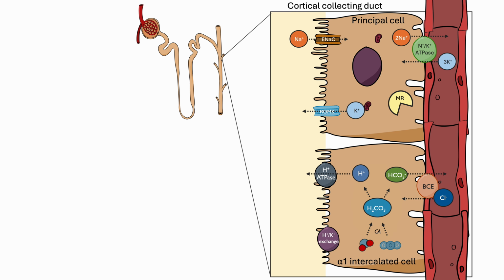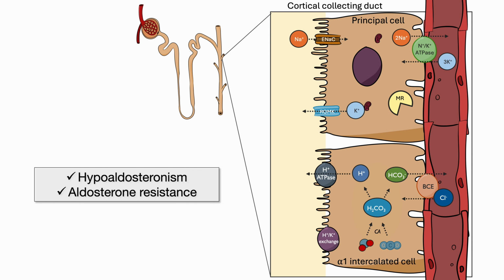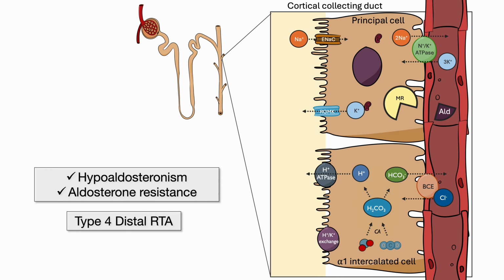Now we'll talk about a distal RTA that results from a defect in hydrogen ion excretion and buffering. This can occur in the setting of hypoaldosteronism or aldosterone resistance, which is also called a type 4 distal RTA. To better understand this mechanism, we must first understand what happens under physiologic conditions. Normally, aldosterone is a hormone that is designed to defend hypotension by stimulating the reabsorption of sodium by the kidney.